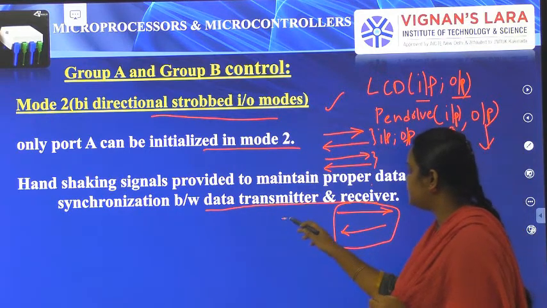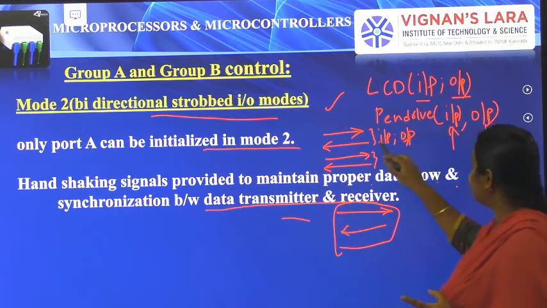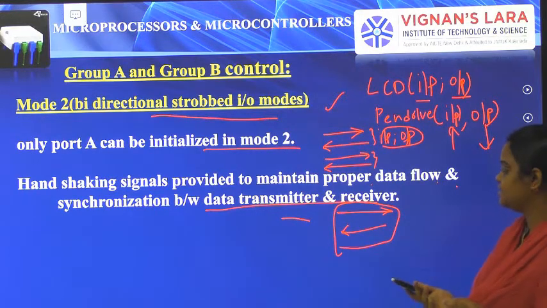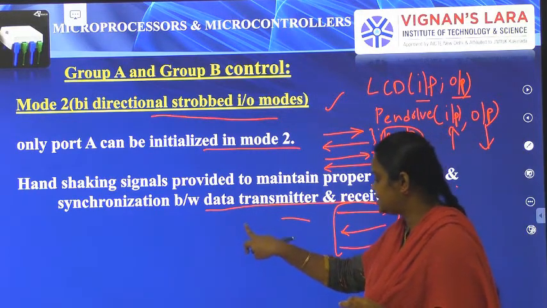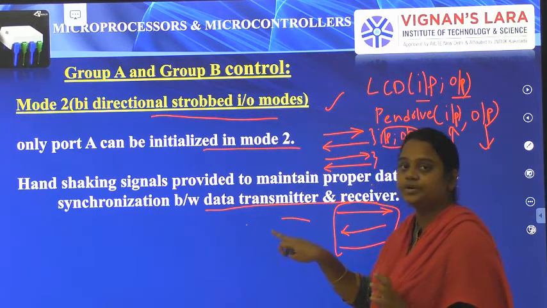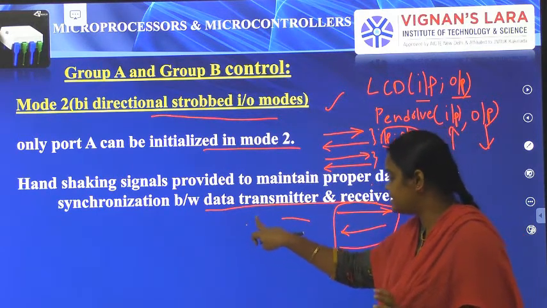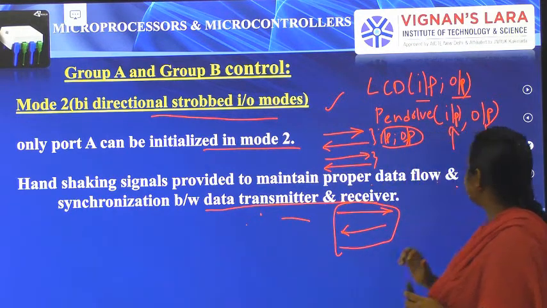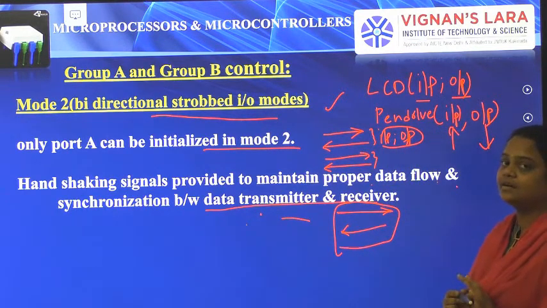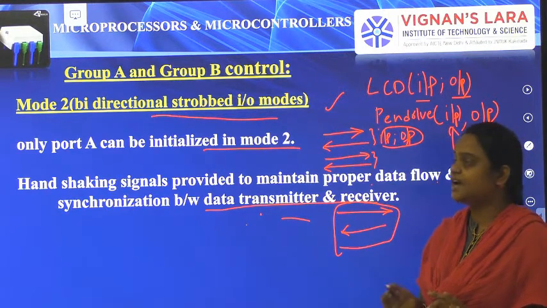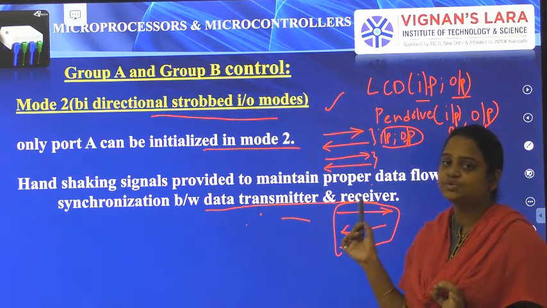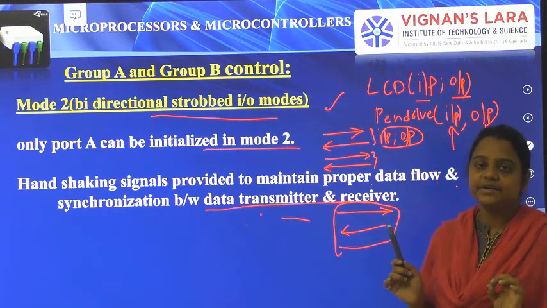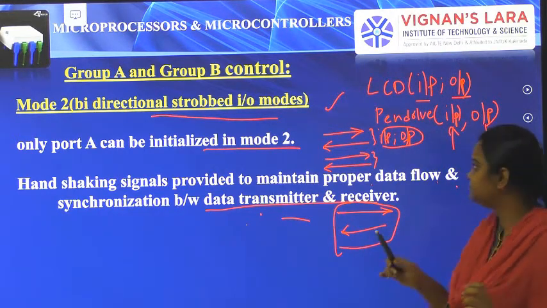That means that device is going to handle both input and output. Like that, whenever we press the screen, it gives an output; we are pressing the input and it gives an output. It's a mode 2 operation. Generally, in real-time applications, we use only mode 2 bidirectional strobed input/output mode, for providing proper synchronization between transmitter and receiver.